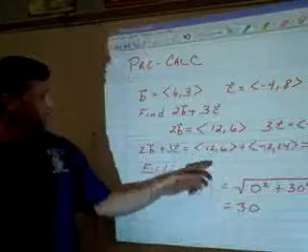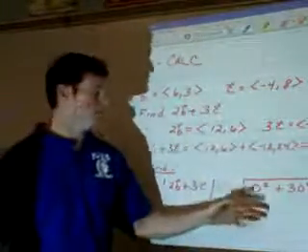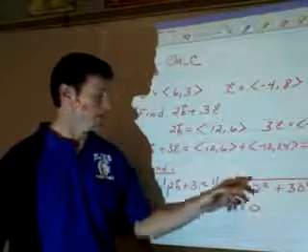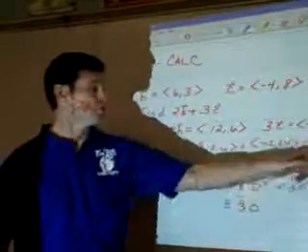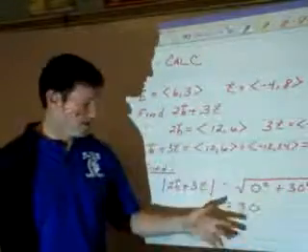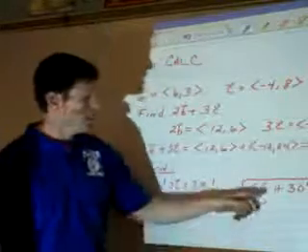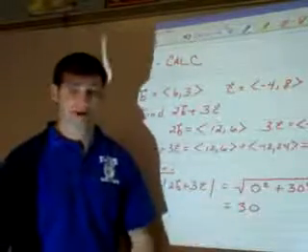From there, once you have this component form, the 0, 30, it's just a matter of taking the x component, plugging in the square root of the x value squared plus the y value squared, and then simplifying down. 0 squared plus 30 squared, of course, is 900, and the square root of 900 reduces down to 30.